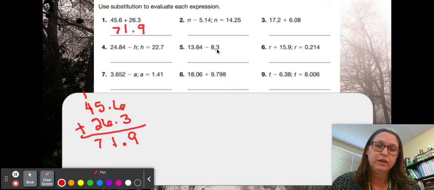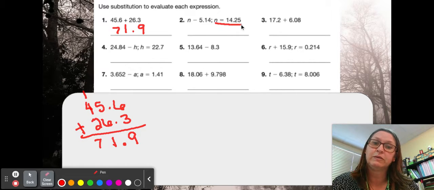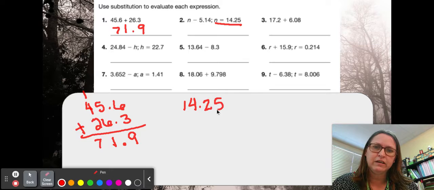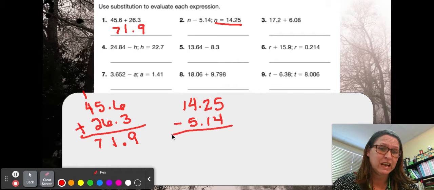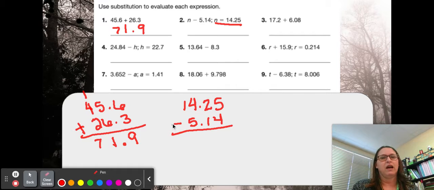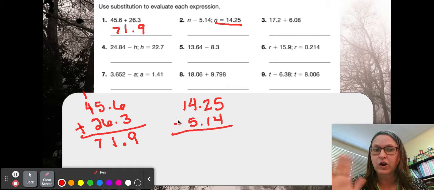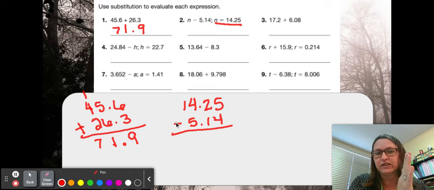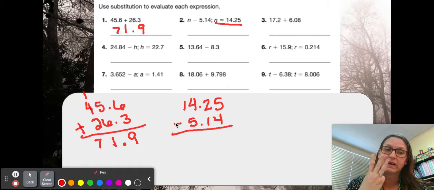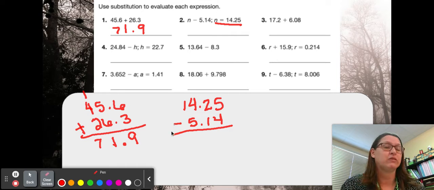For number 2, this is one where I have to substitute. So I'm going to substitute where it says n equals 14.25. I'm going to substitute 14.25 in for n minus 5.14. Notice I did line up my decimals. At this one right here, there's no numbers after the decimal point that need a 0 put in. So I'm ready to do step 3, which is add or subtract like normal.